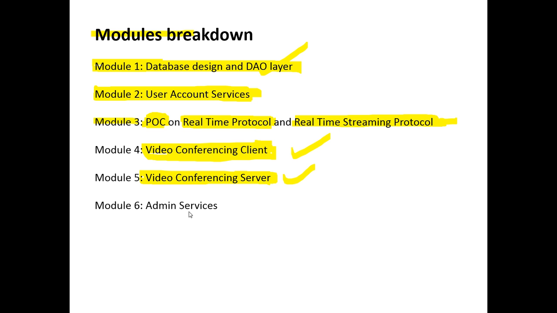And in module 6 we are going to implement the admin services, like starting the server and stopping the server. In module 7 we are going to implement the client services, like viewing the buddy list and starting the text-based chat and starting the video-based chat, all those things. Okay, so that's how our entire project will be divided into 7 modules.